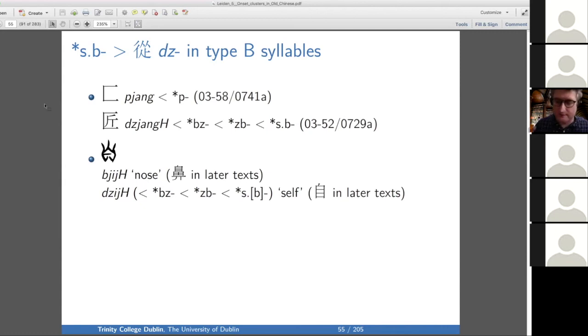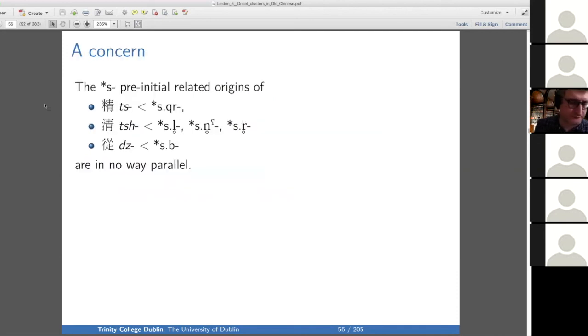And then this is, kind of not technically a Sheshang series, but exactly that sort of Rebus principle I was talking about, which is this one character in early sources splits into two characters to distinguish two different meanings. It meant nose and self. So the reading meaning nose is with a B initial, and the reading meaning self is with a Z initial. So it's very similar, and they take it back to an SB cluster.